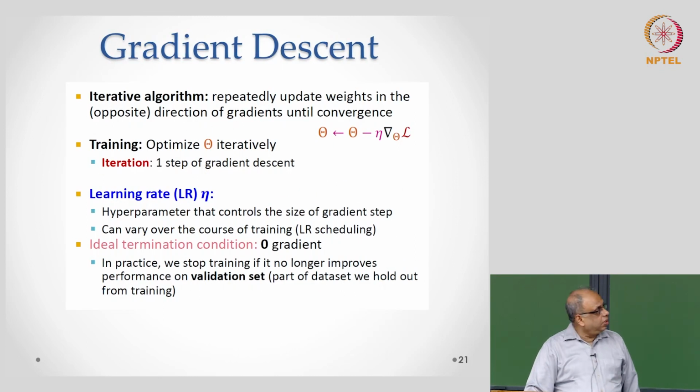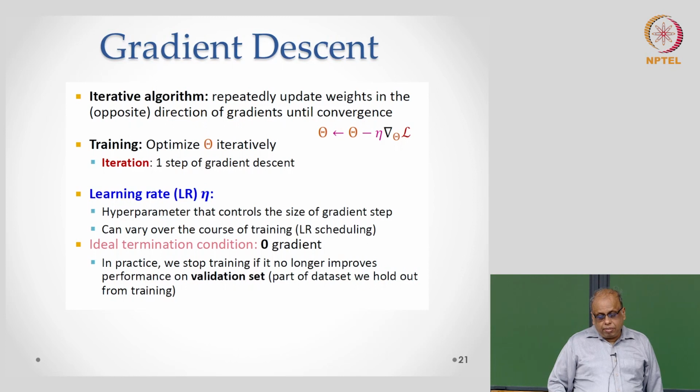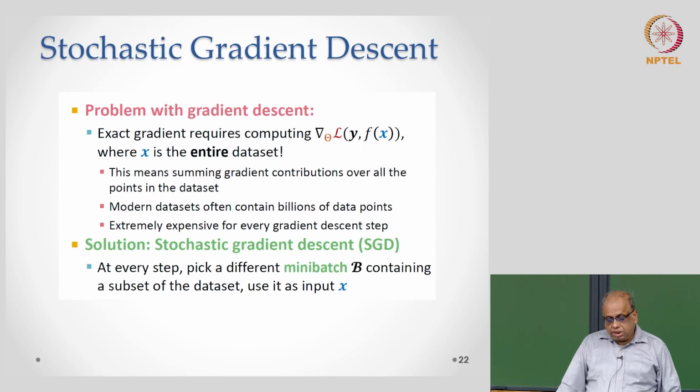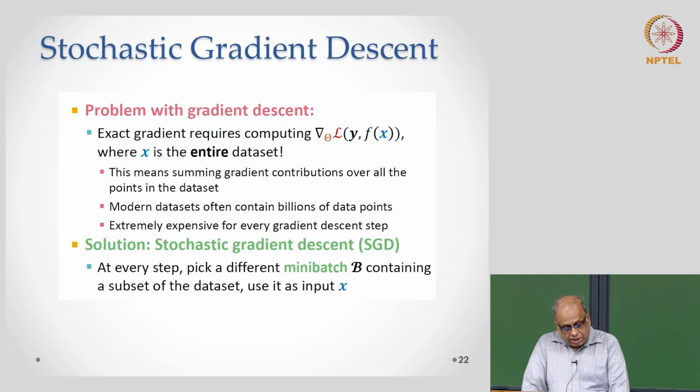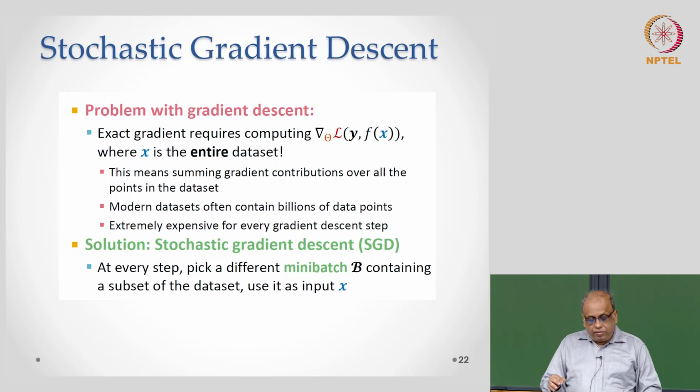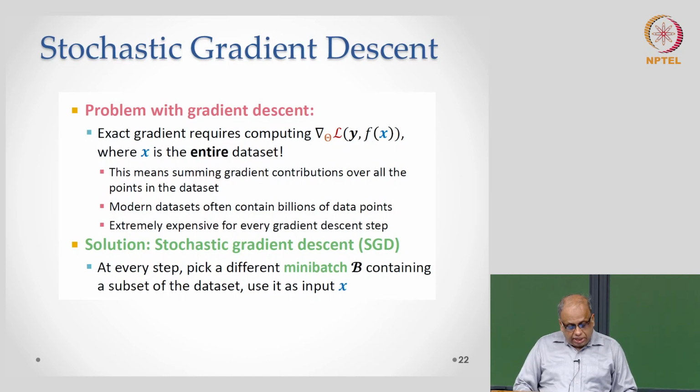So with gradient descent, you go step by step, you come down and you try to reach that. If you use this gradient descent, obviously you can get the correct result, but it may take a long time. And therefore, people have come up with a solution called stochastic gradient descent. The problem with gradient descent is the exact gradient requires computing this for the entire data set. Suppose you have thousands of values in the data set, for each of them you have to do this calculation of the gradient for all the points in the data set.